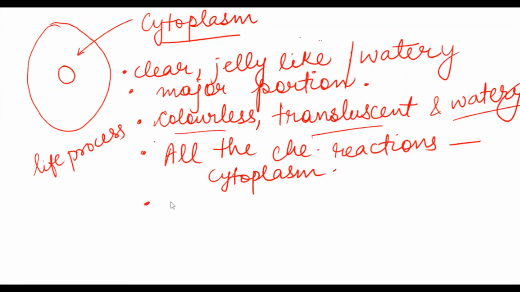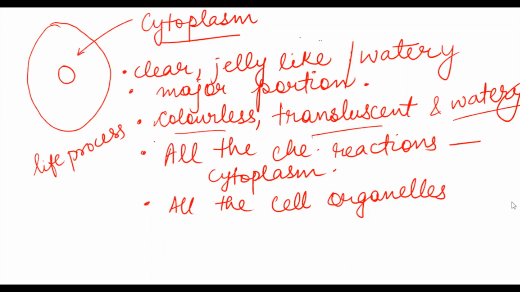Because all the cell organelles, they are present where? All the cell organelles are located in the cytoplasm only. They remain embedded in the cytoplasm. So all the cell organelles are contained in the cytoplasm. That is the meaning over here. So these are some features of the cytoplasm.